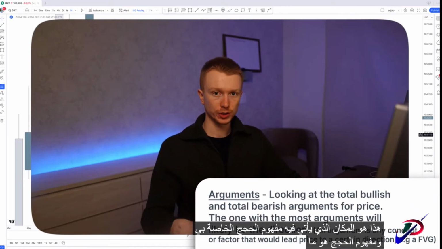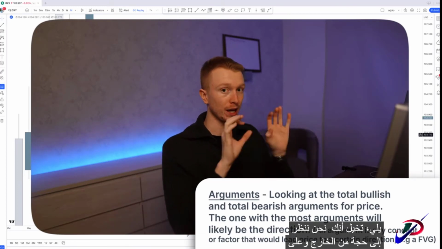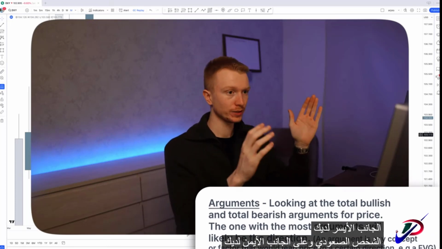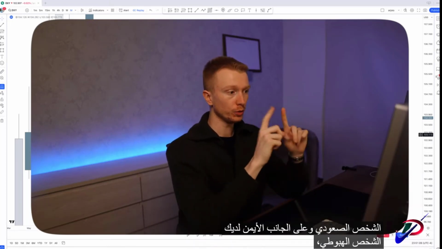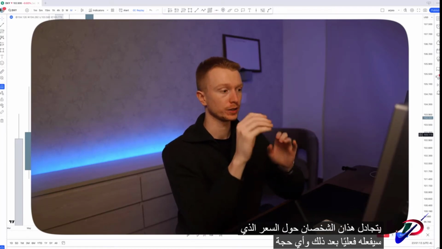And the arguments concept is the following. Imagine that you are looking at an argument from the outside. And on the left side, you have the bullish person, and on the right side, you have the bearish person. Those two people are arguing what price will actually do next.